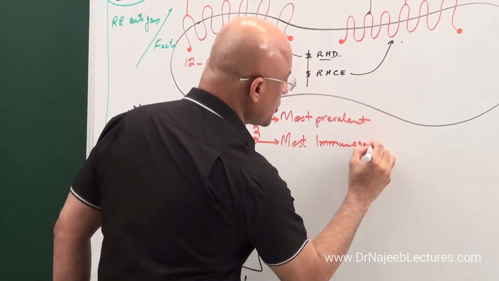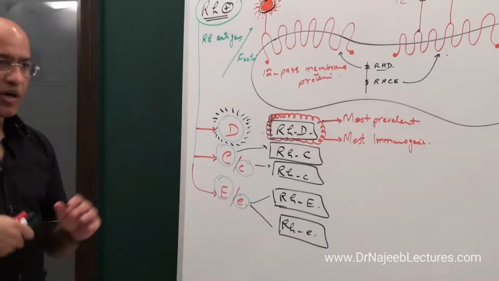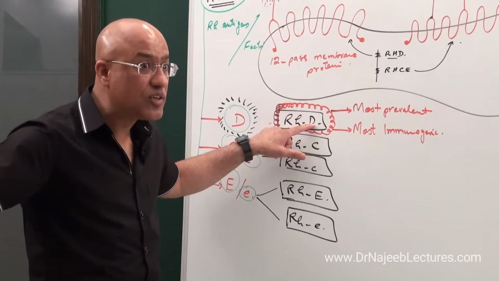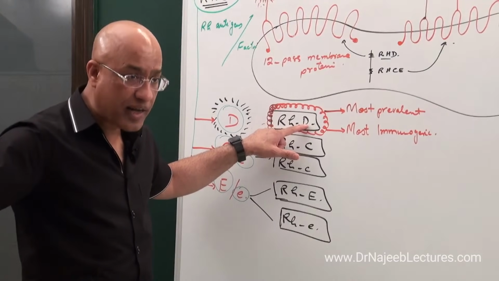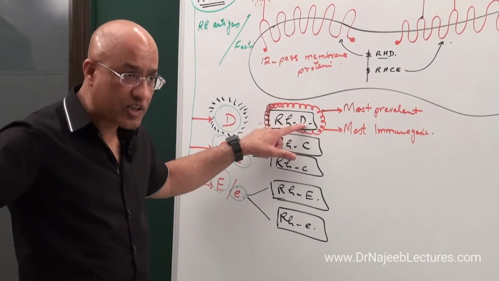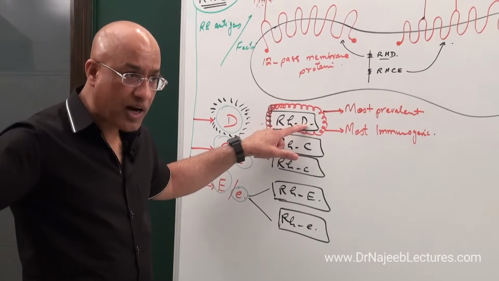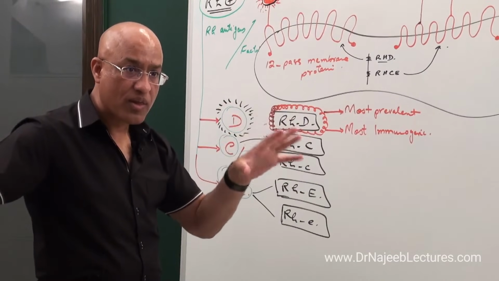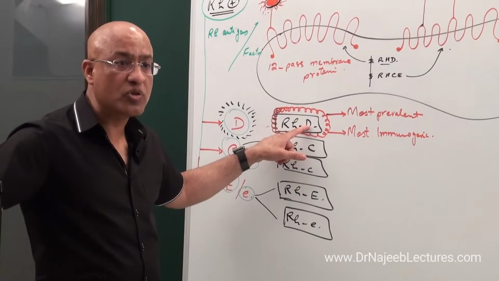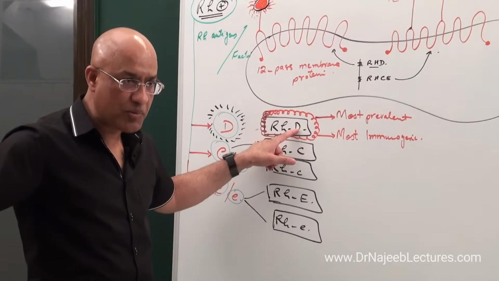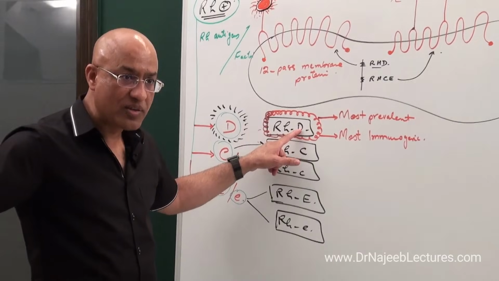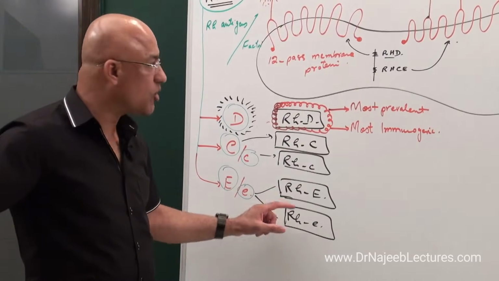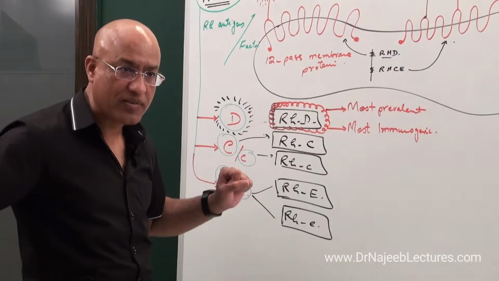Most immunogenic means if a person does not have D antigen on his RBCs, that person is Rh negative. If you inject him with D antigen or D positive RBCs, the person might produce a strong reaction against D antigen. The person may produce anti-D antibodies. But other antigens are not so strongly immunogenic. They are immunogenic, but not as strongly as D antigen.